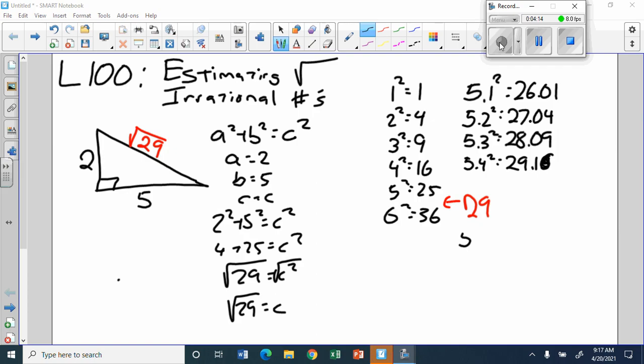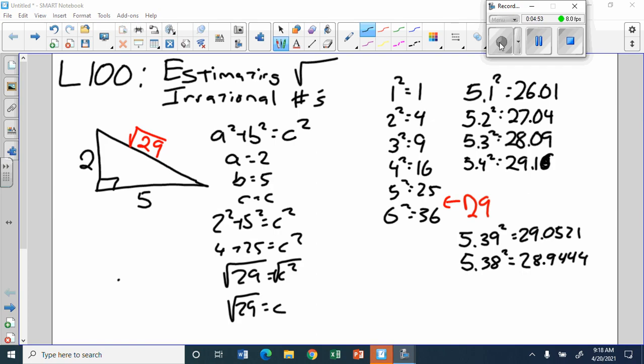I'm going to start at 5.39 squared. 5.39 times 5.39 equals 29.0521. Too high or too low? It's above 29. So let's go down one. 5.38. So 5.38 times 5.38 equals 28.9444.